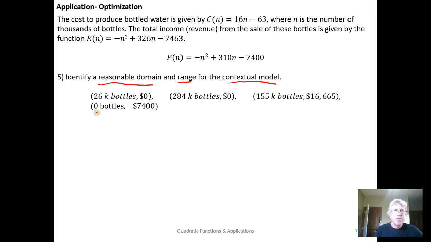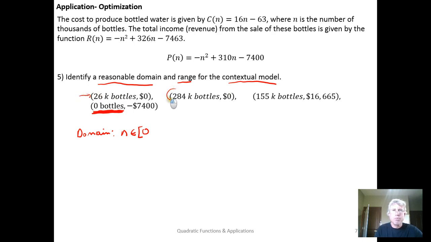So the first thing I would say is it's definitely possible to sell no bottles. Hey, a pandemic hits and I produce and sell no bottles. That's possible. So I'm going to say n for my domain. I'm going to say that a realistic value of n would be, hey, n could start at not selling anything. N is going to be 0 bottles. And we talked about a little bit ago that here's your break-even point.